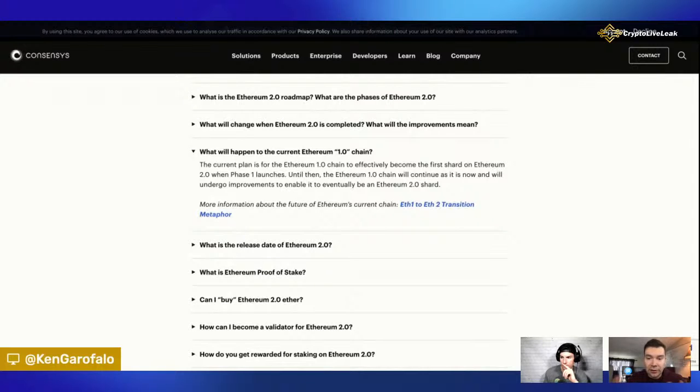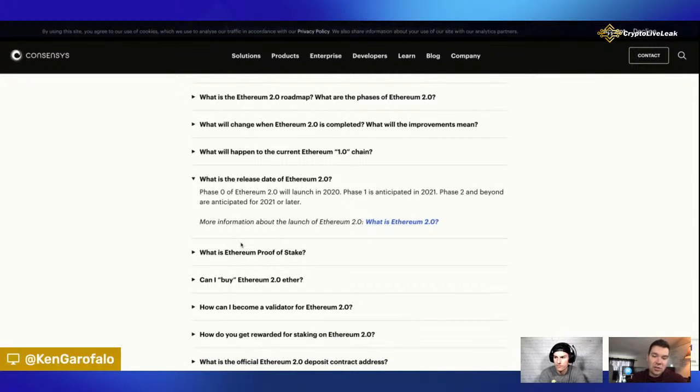Well, it will effectively become the first shard on Ethereum 2.0. Like we talked about, it'll just be one of those 64 shards. So you're not losing data history again, and it's sort of just transitioning into a part of the 64 shards on Ethereum 2.0.